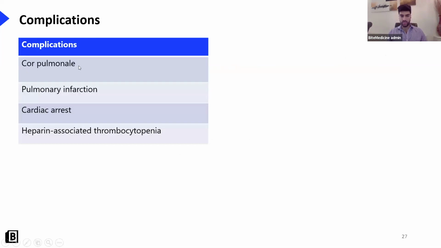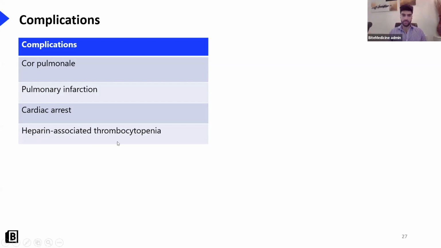Complications, as we've discussed. Obviously, if you're having a clot in your pulmonary arteries, then you're at risk of forming pulmonary infarction. Cardiac arrest, as we've discussed, and heparin-induced thrombocytopenia. So this is for patients who are treated with, in particular, low molecular weight heparin or unfractionated heparin. Heparin can induce, in a small number of cases, an autoimmune response against platelets, and that can cause your platelet count to drop very rapidly. It's quite rarely seen, though.